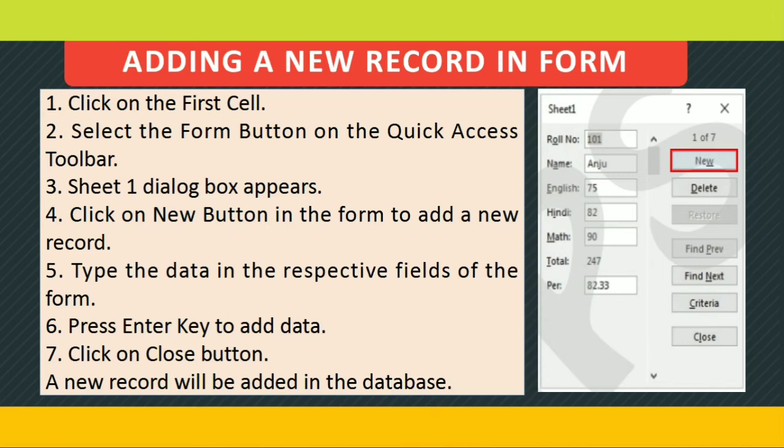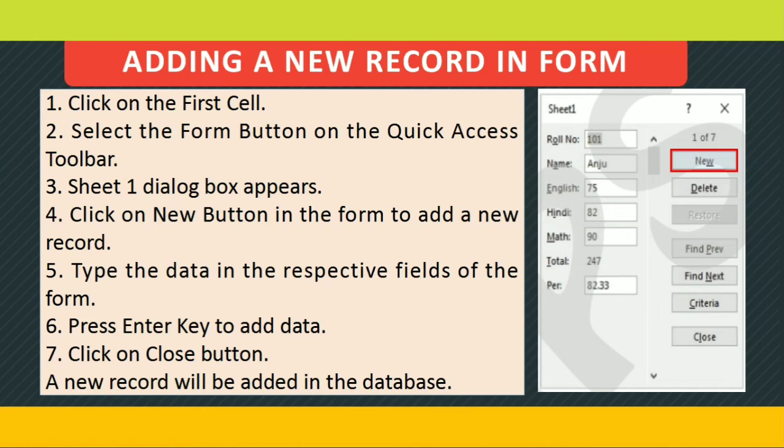Now to add a new record, click on the New button. I have highlighted the New button here. Type the data in the respective fields of the form, then press the Enter key to add the data in the table. You can click the Close button to close the data form. That is how a new record is added in a form.